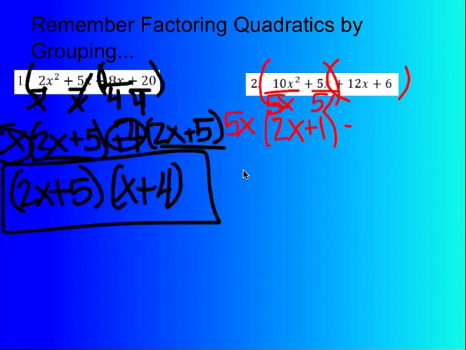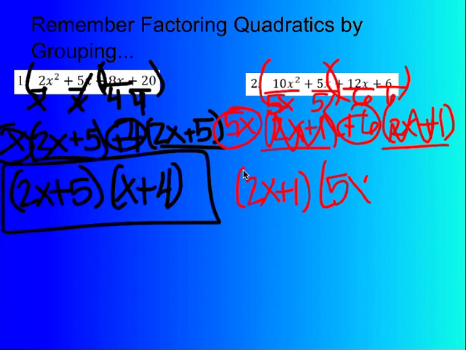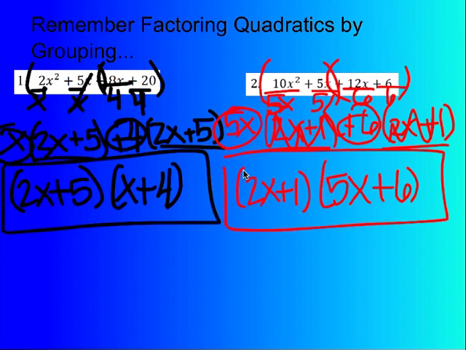So then I have 12x plus 6. Well, between 12 and 6, I can take out a 6. So I'm dividing each of these terms by 6. So 12 divided by 6 is 2, and then I'm going to have an x. And then 6 divided by 6 is going to give me 1. So these are my leftovers right here. So I have 2x plus 1. Okay, so I'm going to go ahead and write what I took out for factoring. And then on the outside, that's going to be my other factor, which is 5x plus 6. So that right there is my final answer for number 2.